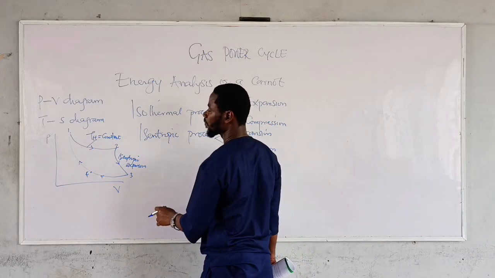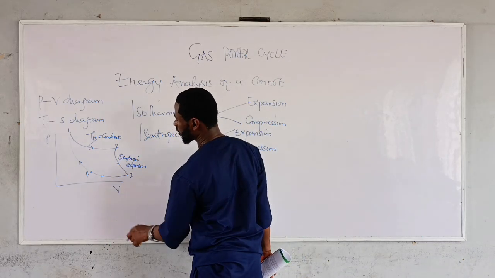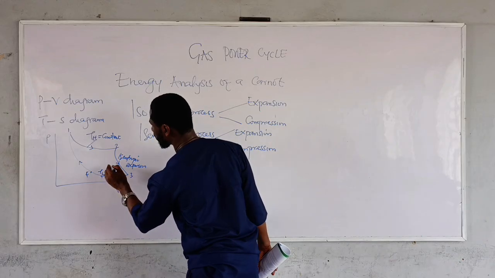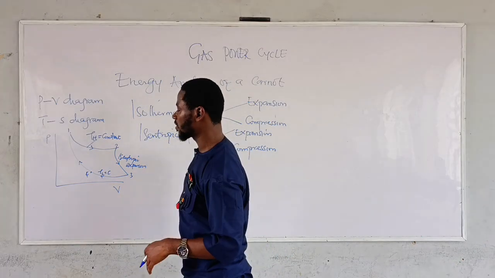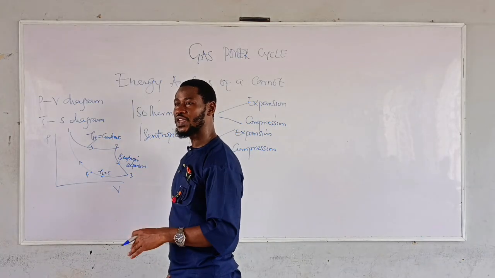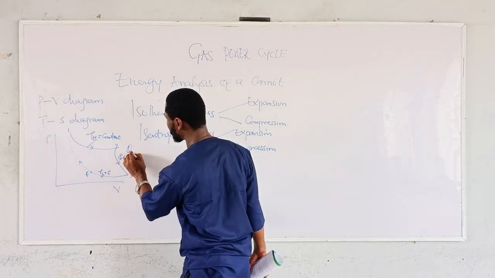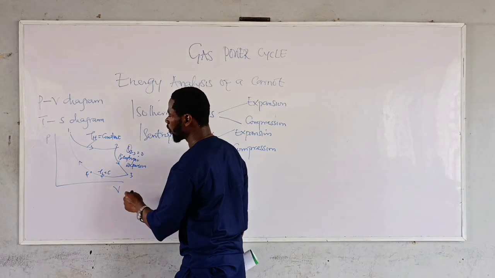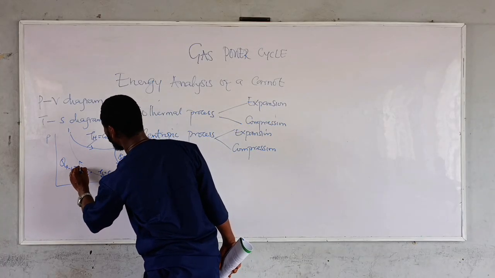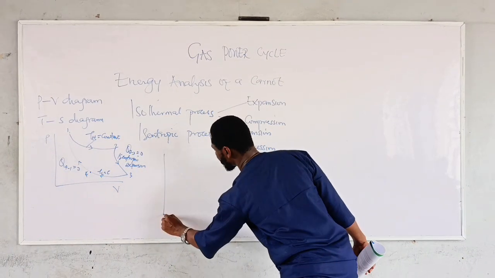Then 3 back to 4, we have isothermal compression. At this level, TL is constant. And the last process, 4 back to 1, is isentropic compression. So what happened to Q for 2 to 3? It tends to 0. Then 4 to 1 equals 0 as well. That is the PV diagram. So this is the TS diagram.